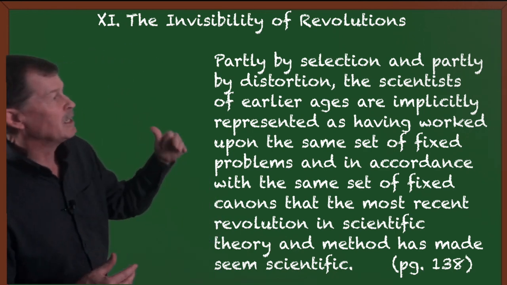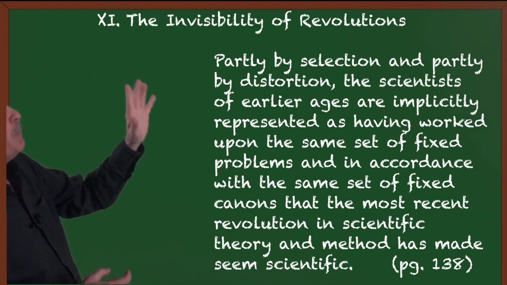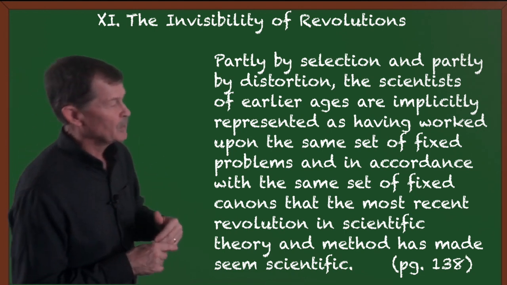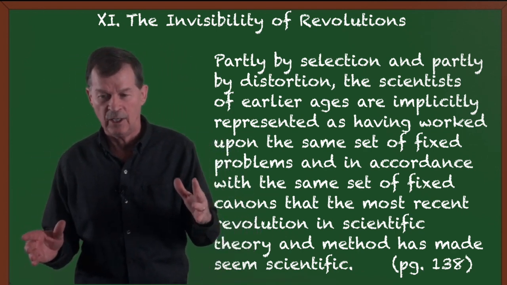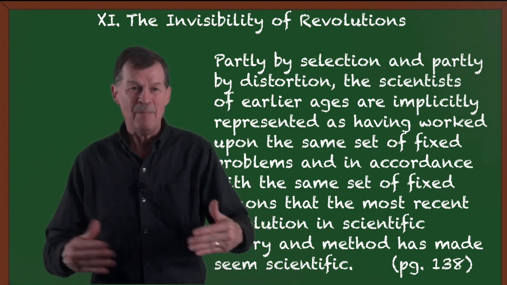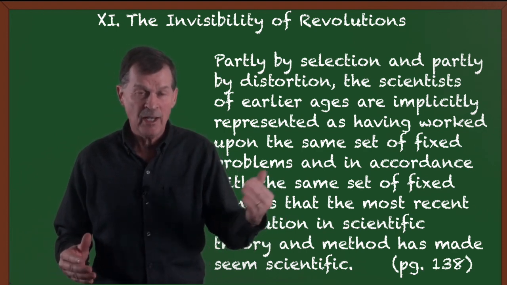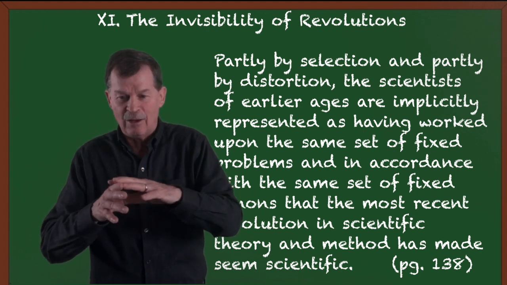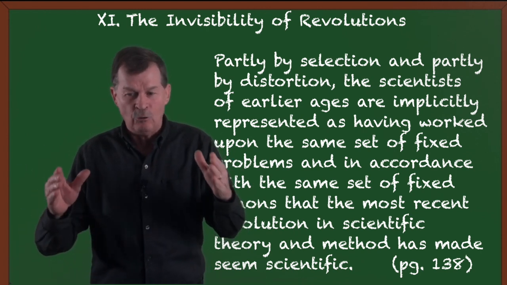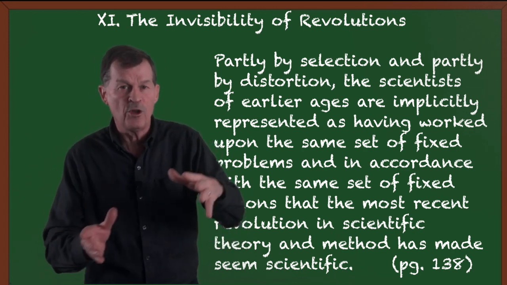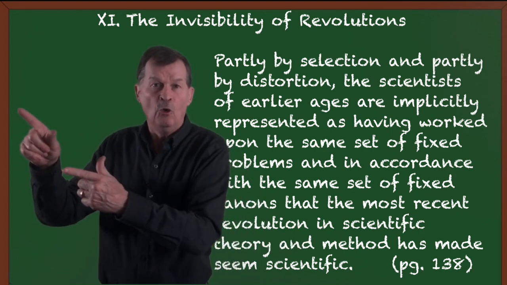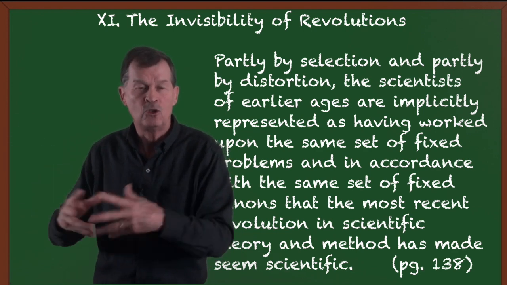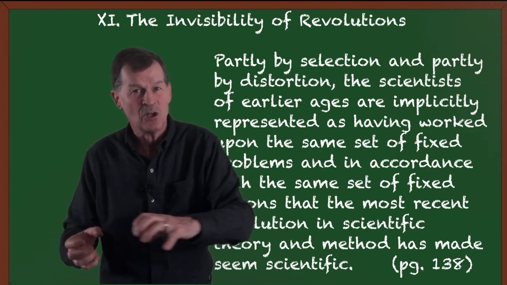The textbooks then make it look like, by selection and partly by distortion, the scientists of earlier ages are implicitly represented as, well, the whole scientific enterprise was born by many theistic scientists that believed that God created, and that God created with order, representing his attributes, and therefore it was worth studying because it did arrive at a conclusion. It did arrive at illuminating the God who had created that. And now that has all been changed.